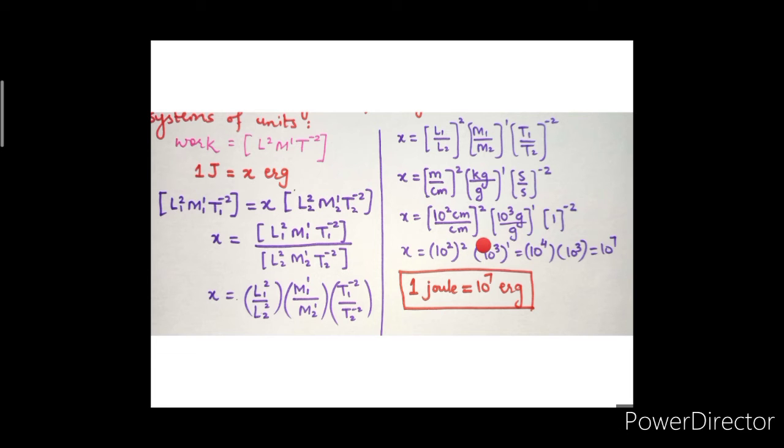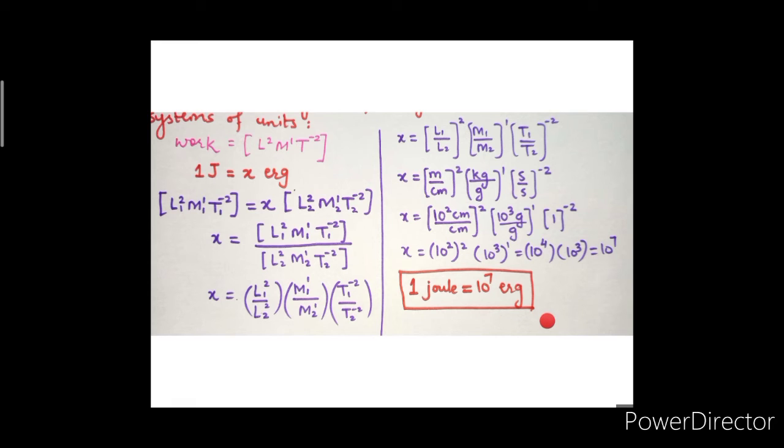And finally we have to multiply the powers, and when we are multiplying the powers, 10 raised to 2 into 2 becomes 10 raised to 4, into 10 raised to 3. Now for the same base we have to add the powers, and hence finally 10 raised to 4 into 10 raised to 3 we are getting as 10 raised to 7. That means the value of x we are getting as 10 raised to 7, which was unknown initially when we had considered that 1 joule is equal to x erg. So now substitute the value of x in this equation, and hence finally we are getting 1 joule is equal to 10 raised to 7 erg.